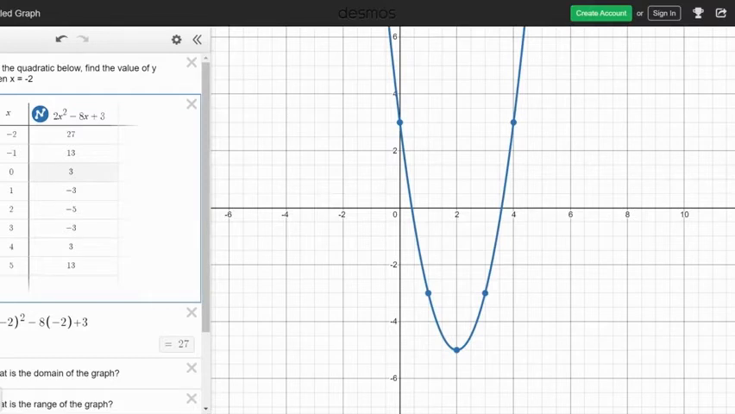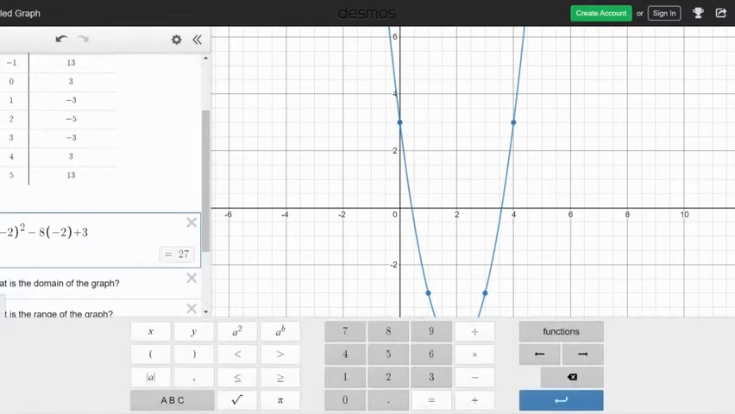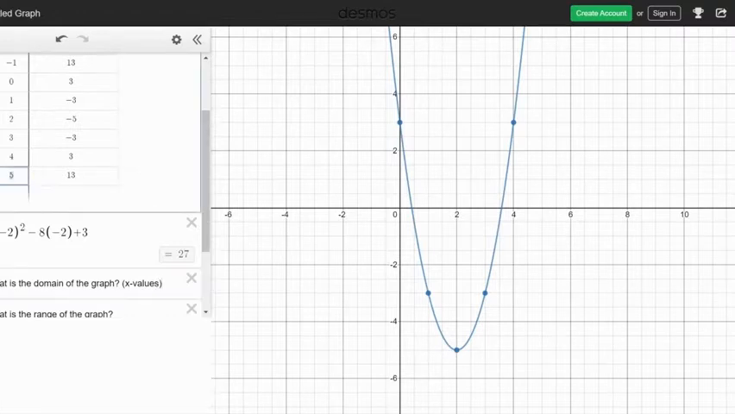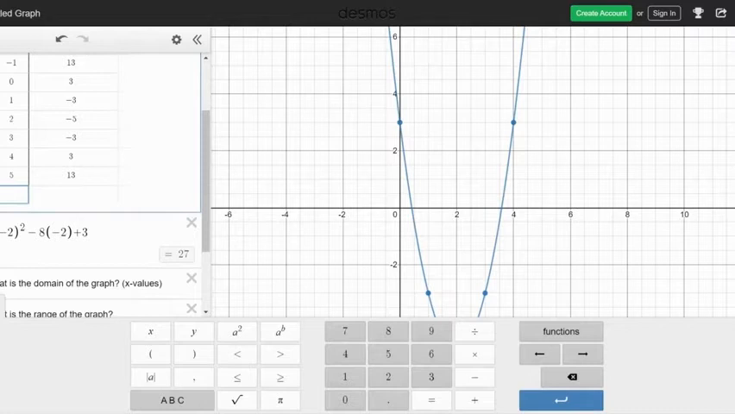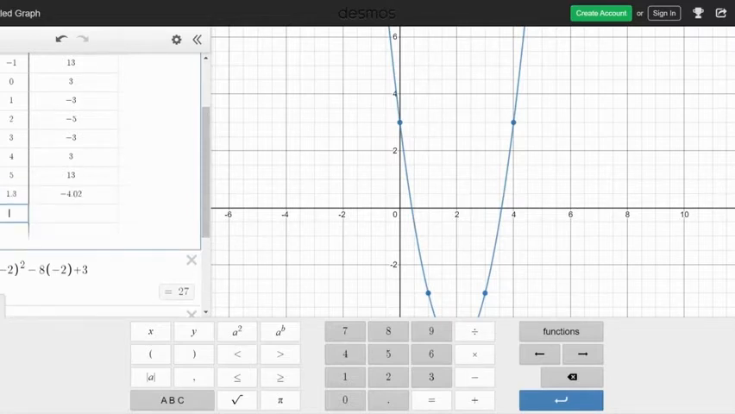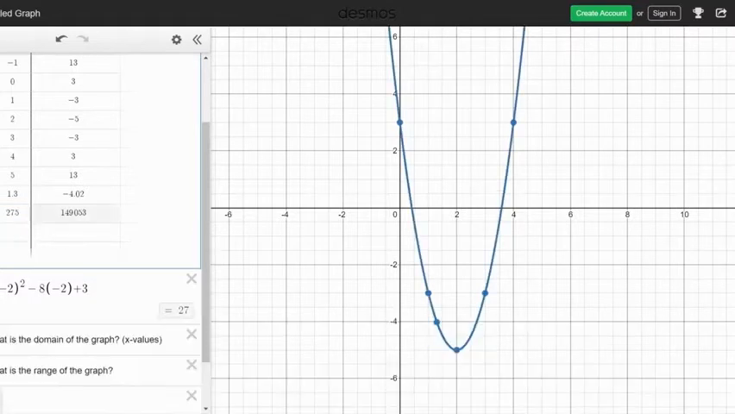Now, the other thing I want to think about is, what is the domain of my graph? Well, domain, remember, has to do with x values. And so we're thinking about what numbers am I allowed to plug in for x? Well, I have some numbers in my table, but I could also add a bunch of others. I could add 1.3. I get an answer for y. I could put in 275. Notice that my y value is really, really huge. I'm not going to want to graph it, but I can plug in a really big x value.